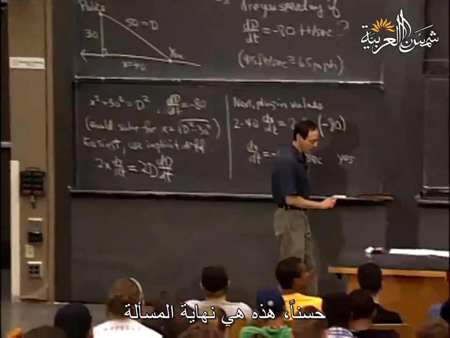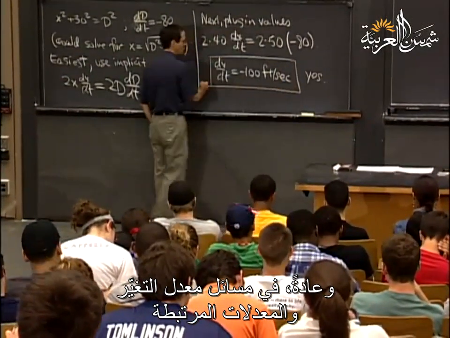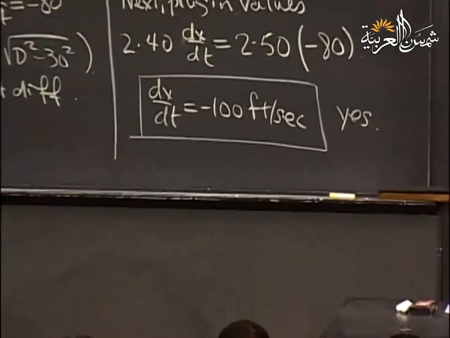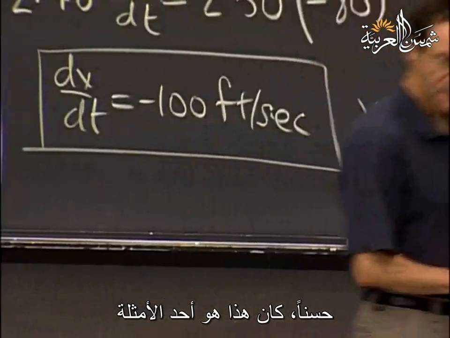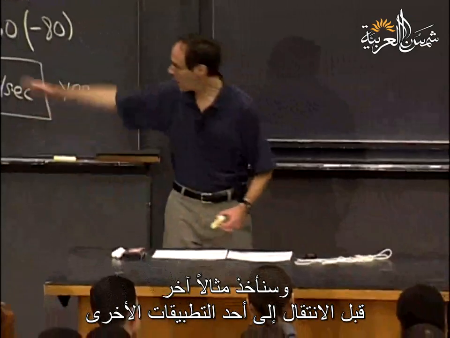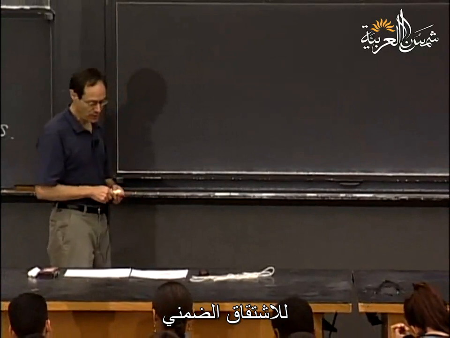Okay, so that's the end of this question. And usually in these rate of change or related rates questions, this is considered to be the answer to the question, if you like. So that's one example. I'm going to give one more example before we go on to some other applications of implicit differentiation.